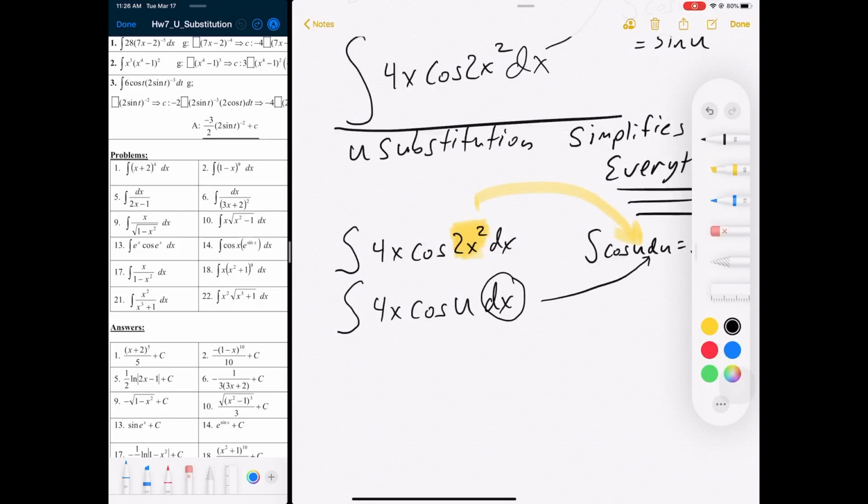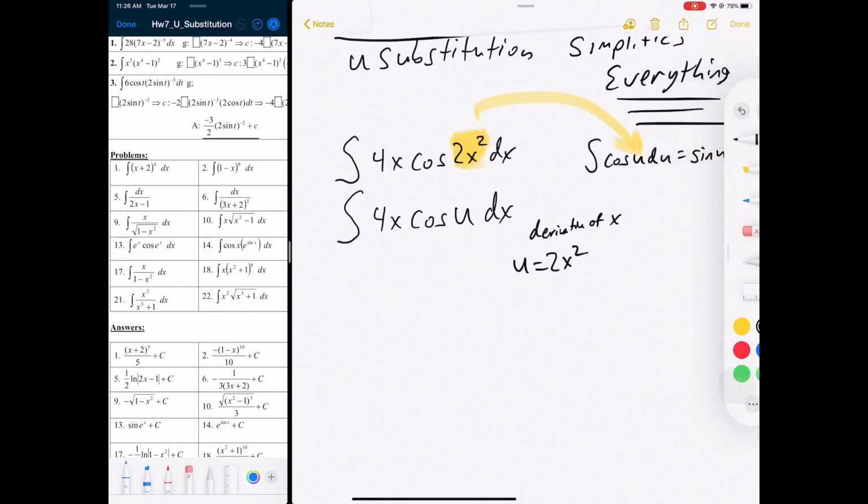Now the problem is, look here. The rule says that dx has to be a du. So how are we going to make that dx into a du? Well, what does dx refer to? Dx is just the derivative of x. That's the basic idea. So let's try to get the derivative of x. Well, we know u is equal to 2x squared. Didn't we say that's our u sub? See, this is why we call it u sub. U is now 2x squared. See, we made it easier.